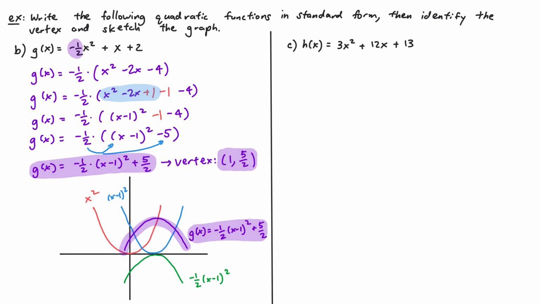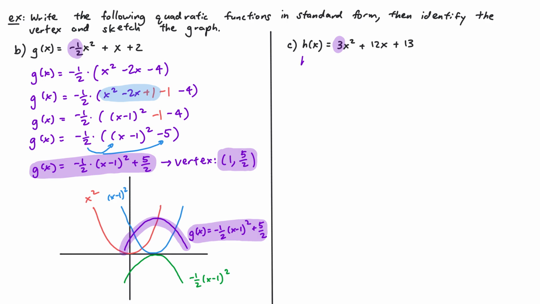Let's work through one last example. In example C, we have the function h of x equals 3x squared plus 12x plus 13. Remember, our first step is to factor the number in front of the x squared from all of our terms. When we factor out a 3 from our polynomial, to figure out what's remaining, we want to divide each of our terms here by 3.